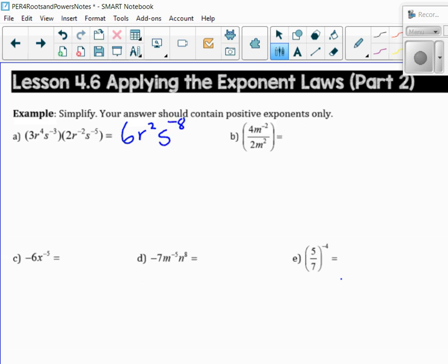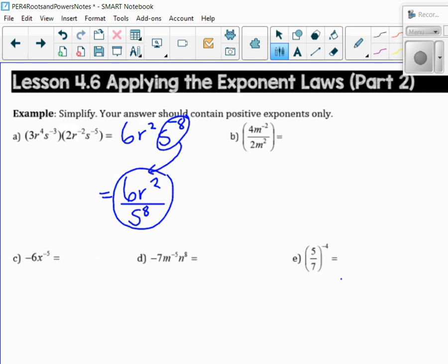We should not ever leave our answer with negative exponents. So this is not acceptable. So what do we do with that? We flip it to the denominator. So my final answer is going to be 6r squared over s to the power 8. Does everybody see? That's my final answer. Okay, we'll do a couple more here.